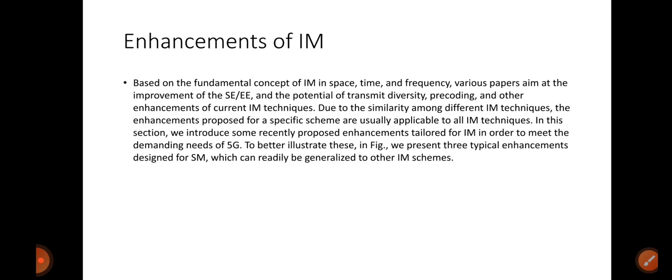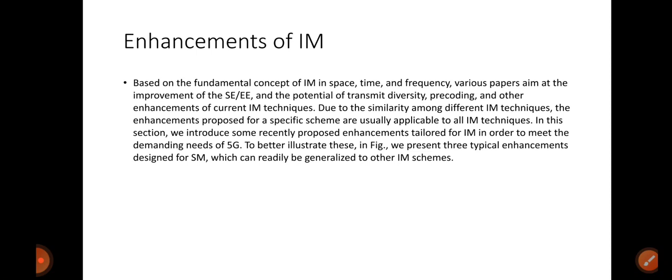Enhancement of index modulation. Based on the fundamental concept of index modulation in space, time, and frequency, various papers aim at the improvement of the SE and EE and the potential of transmit diversity, pre-coding, and other enhancements of the current IM techniques. Due to the similarity among different IM techniques, the enhancement proposals for the specific schemes are usually applicable to all the IM techniques. In this section, we introduce some recently proposed enhancements tailored for IM in order to meet the demanding needs of 5G.